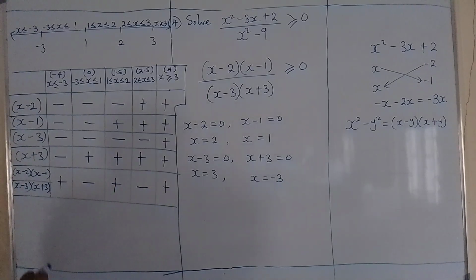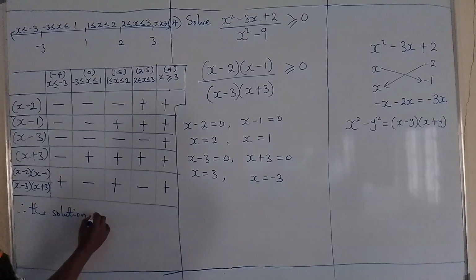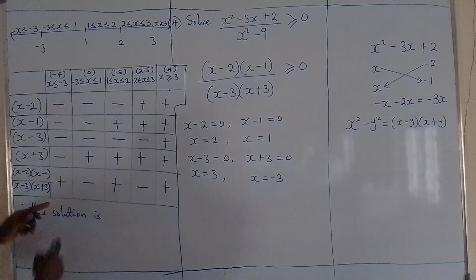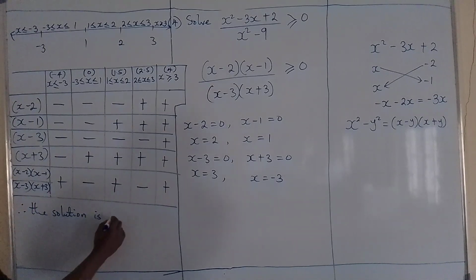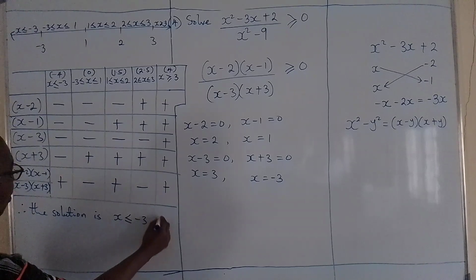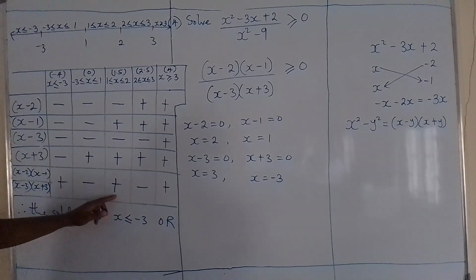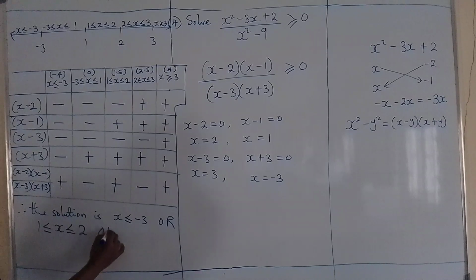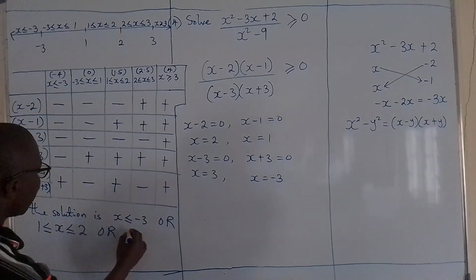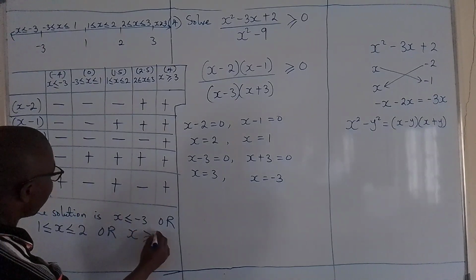So it therefore means that the solution will now be all those ones that are positive. 1, 2, 3. So the solution is x is less than or equal to minus 3, or another positive is here, 1 is less than or equal to x is less than or equal to 2, or another positive is here, x is greater than or equal to 3.